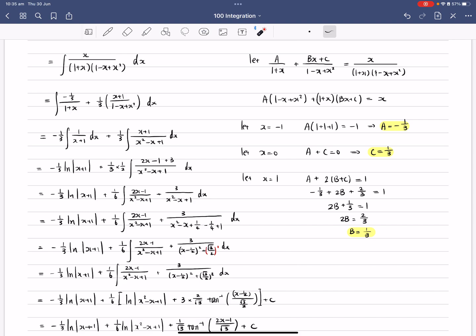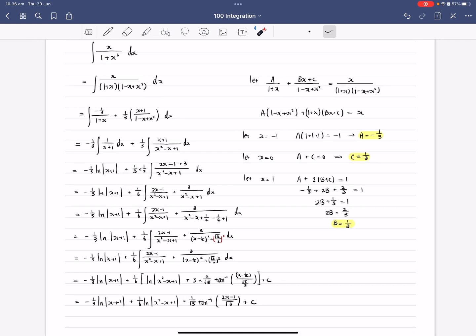What I can see is factorization, partial fraction, algebra manipulation, reverse chain rule, completing the square, and obviously realizing this is tangent inverse. So it's a pretty crazy question.